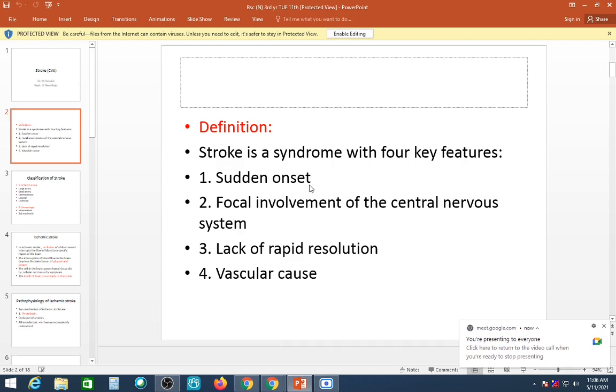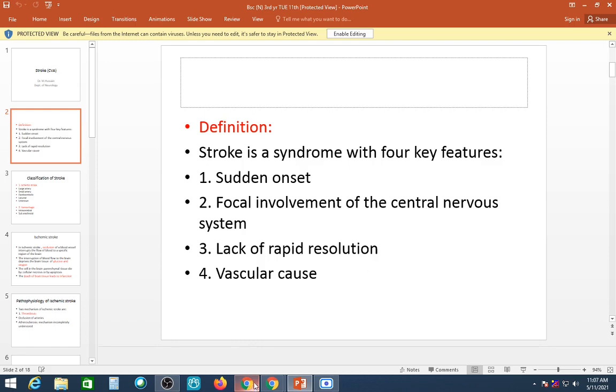Number one, it is having a sudden onset. Number two, focal involvement of the central nervous system. Number three, it is characterized by lack of rapid resolution. And number four, it is having a vascular cause. So what is stroke? Stroke is a syndrome with four features: sudden onset, focal involvement of the central nervous system, lack of rapid resolution, and vascular cause.